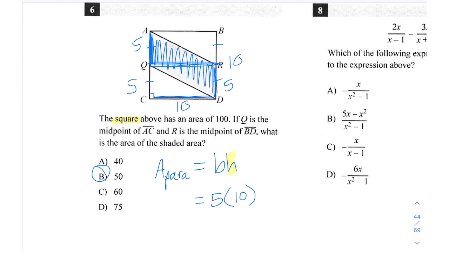The hard part here is avoiding doing unnecessary calculation. The hard part here is seeing it the right way and recognizing that that shape is a parallelogram, and we can do base and its perpendicular height of 5 and 10, multiply it together, and get answer choice B.